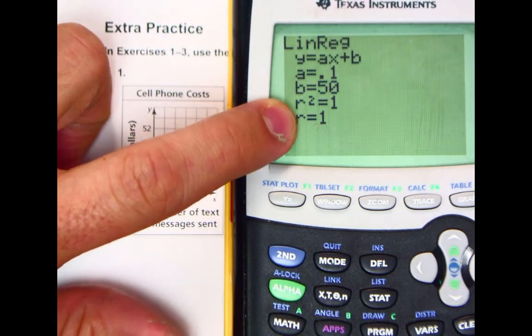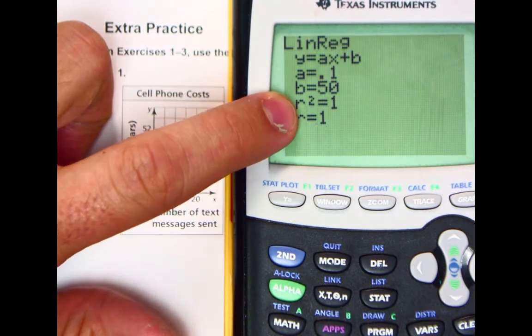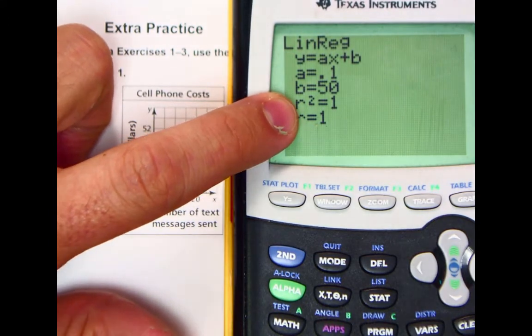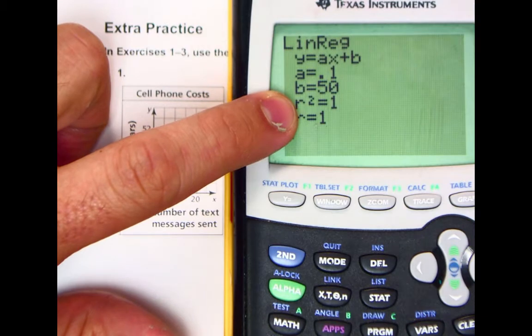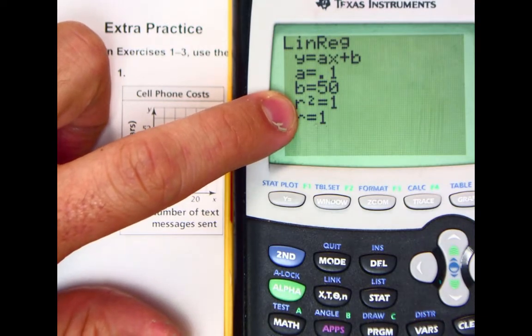Whichever one is closer to 1 wins, if you want to think of it that way. The one that's closer to 1 wins, and that's the regression model you would use.